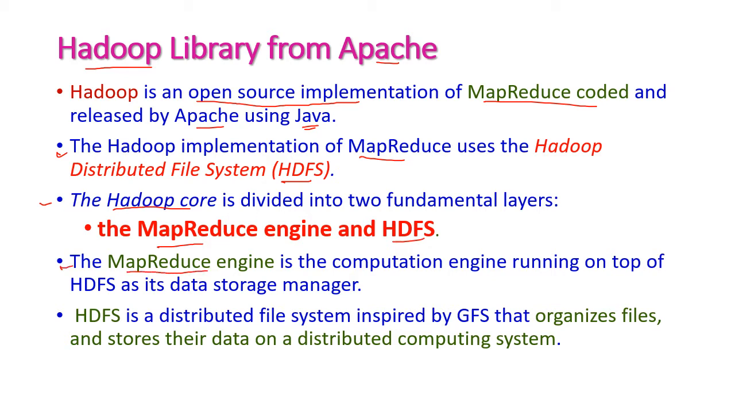First, let us see the MapReduce engine. It is the computation engine running on top of HDFS as its data storage manager. And the second one is HDFS, which is a distributed file system inspired by GFS, that is Google File System, which organizes files and stores their data on the distributed computing system.